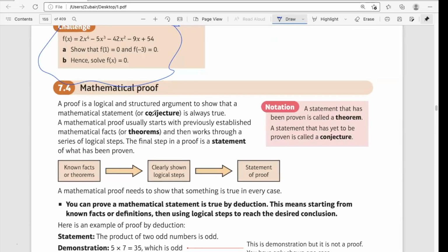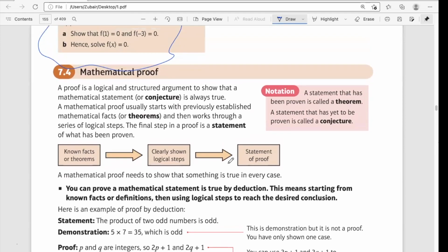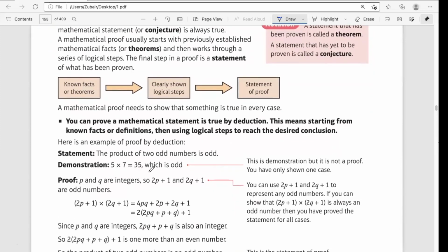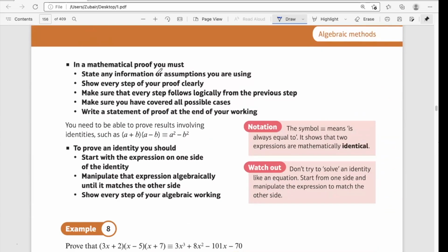Mathematical proof. Known theorems, clearly shown logical steps. Statement of proof: you can prove a mathematical statement is true by deduction. This means starting from known facts. Obviously, 7 5 times is 35. In a mathematical proof, you must state any information or assumption that you're using. Show every step of your proof. This is basically the reasoning. Proof means the reasoning, same as you did in O levels.